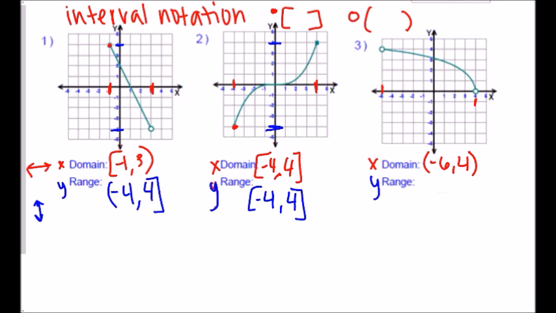Range would be y values, low to high, starting at 0 going up to 4. Again, both of those are open circles, so we've got parentheses. Okay, the rest of these are up to you to finish.